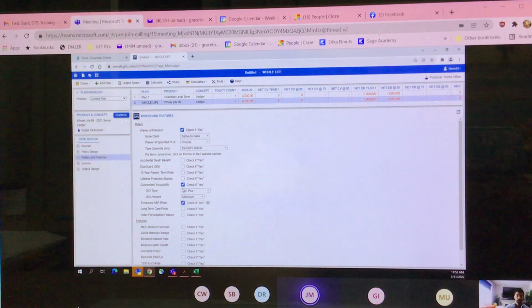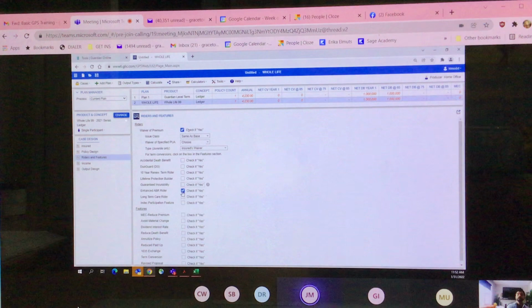Going into enhanced ADR, a no-cost rider. Pretty much you want to put this on almost every contract. Like that accelerated terminal rider that we talked about on term, this is going to cover you in the event of a terminal illness, but it's also going to cover you in the event of a chronic illness. This is a no-cost rider, so anytime we're running a contract, we'll want to put it on there.